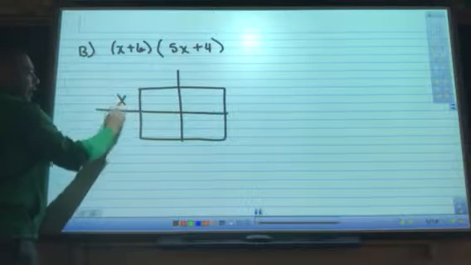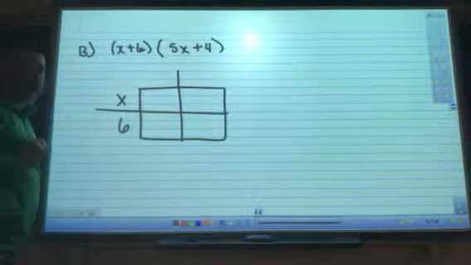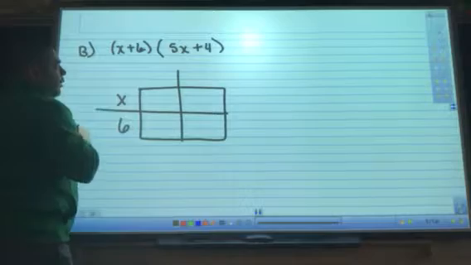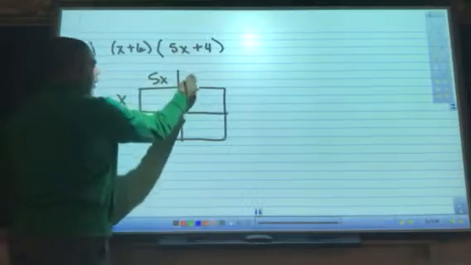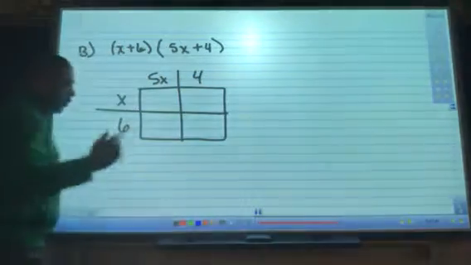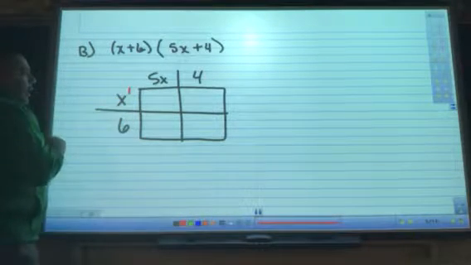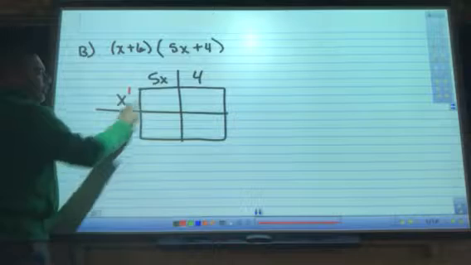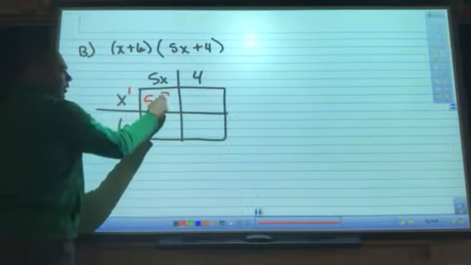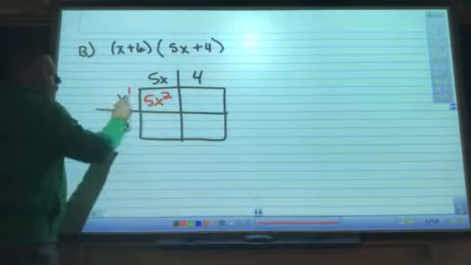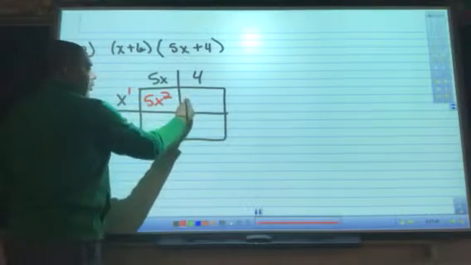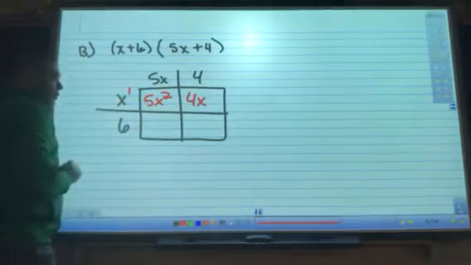I'm going to put it on the side, so let's put it on the side so we all look the same. Got x plus 6 on the side, 5x plus 4 on the top. And now I got to do my multiplications. Okay? Start with the x. X times 5x is 5x squared. X times 4 is 4x.